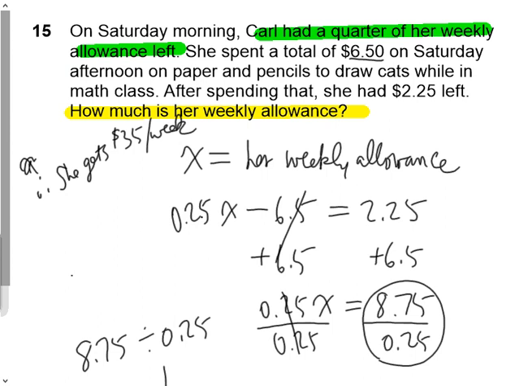That's pretty good. Yeah, $35 a week. Was it a week or a month? Weekly allowance. She comes from very affluent parents.